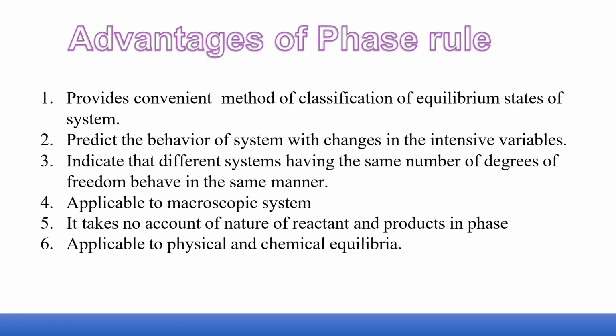The advantages of the phase rule are that it provides a convenient method of classification of equilibrium states of a system. It predicts the behavior of a system with changes in the intensive variables, and indicates that different systems having the same number of degrees of freedom behave in the same manner. It is applicable to macroscopic systems. It takes no account of the nature of reactants and products in the phases. It is applicable to physical and chemical equilibrium.